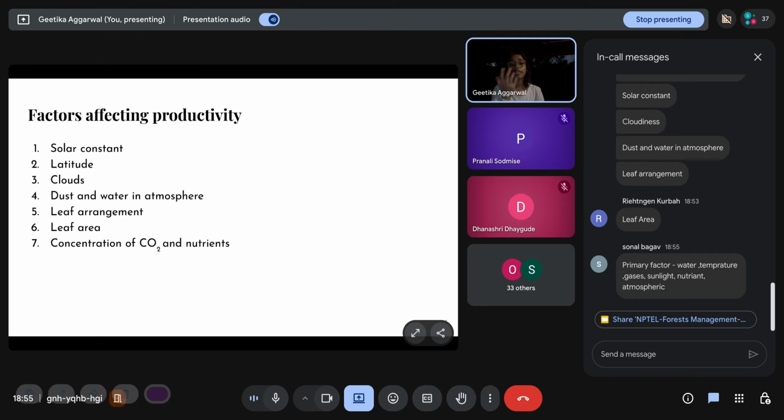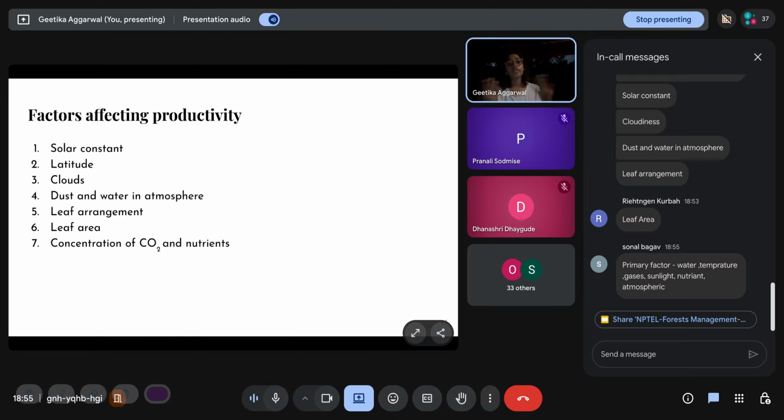Then leaf arrangement and leaf area. Some plants or most plants try to maximize the amount of sunlight they receive by arranging their leaves in such a way so that there's a lot less overlap, and even the leaves which are at the lower levels get equal amount of sunlight as the leaves on the higher levels. So the arrangement of the leaves in the plants can affect productivity. If there's a lot of overlap between the leaves, then the productivity will be lower. But if they're arranged in such a way that all of them receive an equal amount of sunlight, more or less, then the productivity will be higher for such a plant.